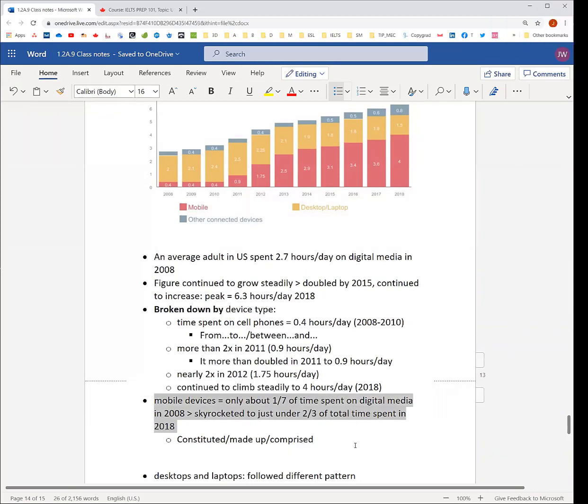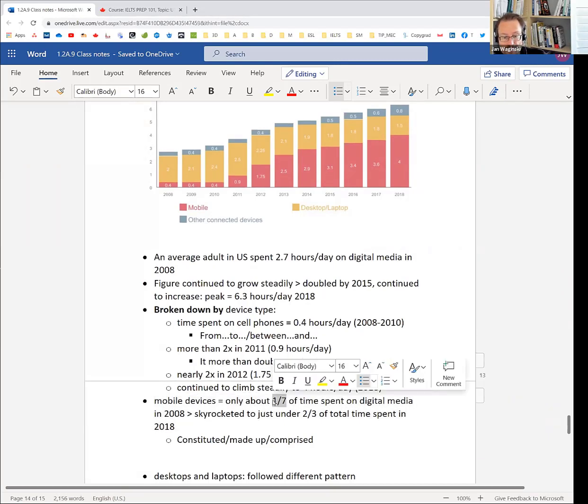Mobile devices constituted about 1/7 of the time spent on digital media in 2008, which skyrocketed to just under 2/3 of total time spent in 2018. Very good. Just pronunciation. This is 1/7 with a th at the end, seventh, and this is 2/3.